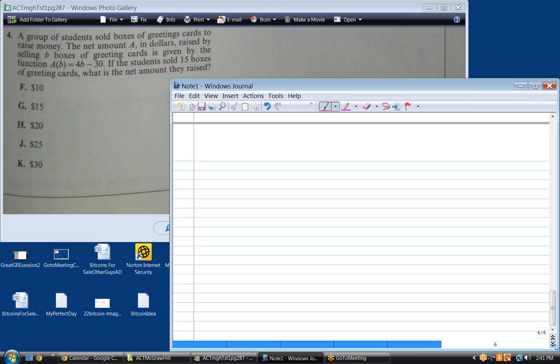What do you get? You have a TI-84, Lauren? Yeah. Okay. Would it be $30? $30, exactly.